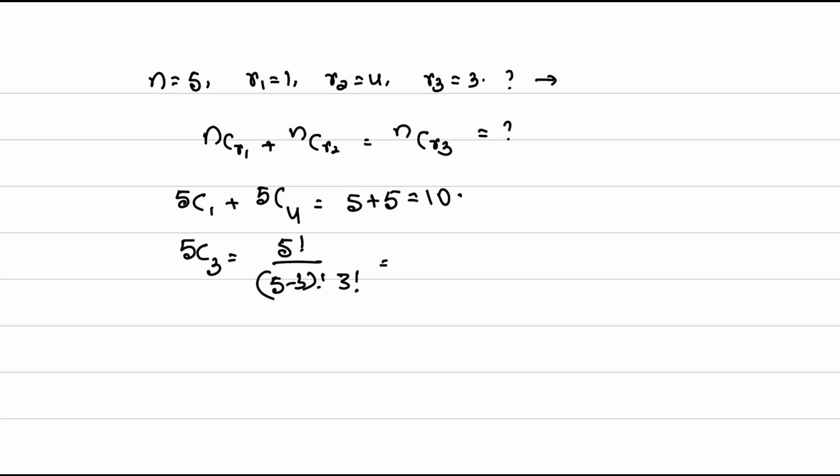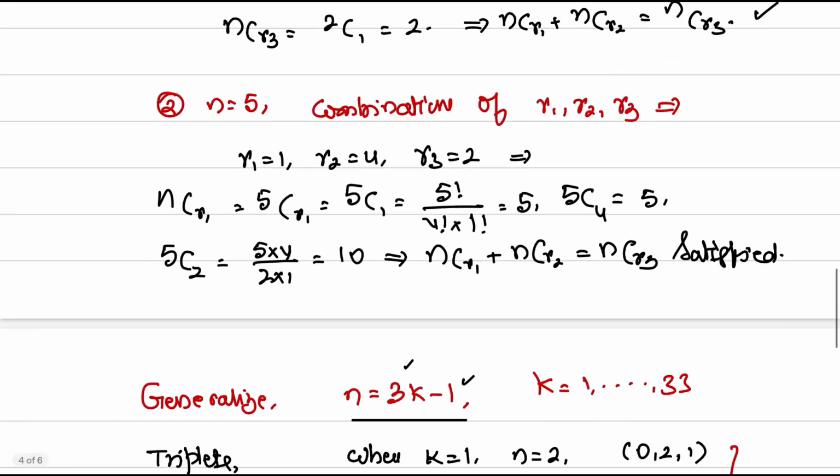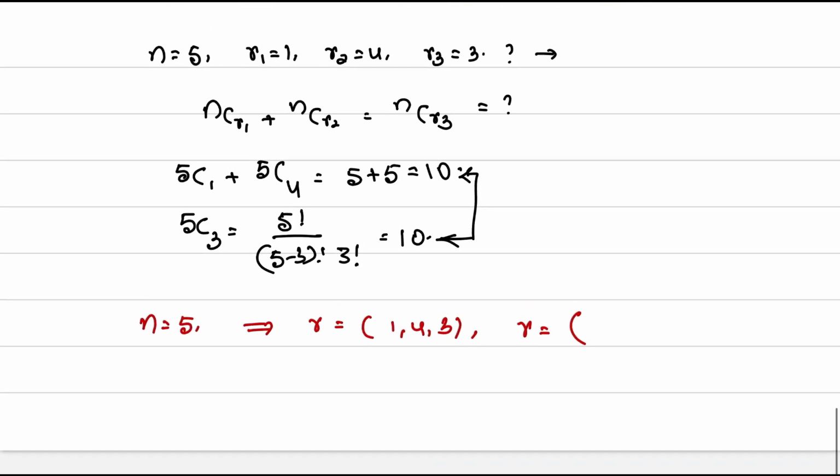That is equal to 5 into 4 divided by 2. 20 by 2 is 10. That means left hand side is right hand side. That means even for n is equal to 5, the set of r's is equal to 1, 4, 3. Another set also, 1, 4, 2. It is satisfying.